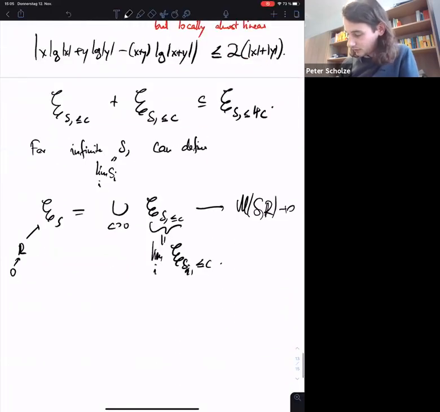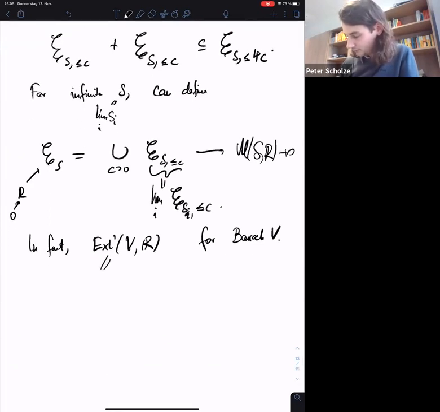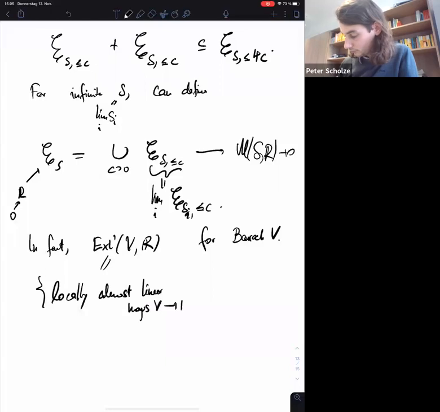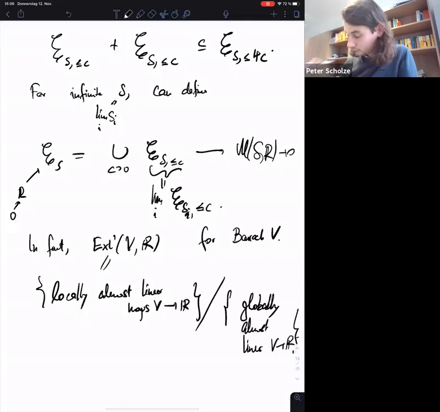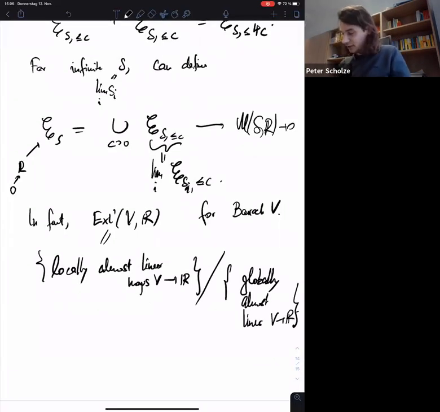So, in fact, one can show that for the Banach B, this is somehow locally almost linear maps V to R, modulo globally almost linear. Here it's, I guess, X in topological vector spaces. I don't know. You're right. So this is not X in Banach spaces, but in like topological vector spaces. Yeah.